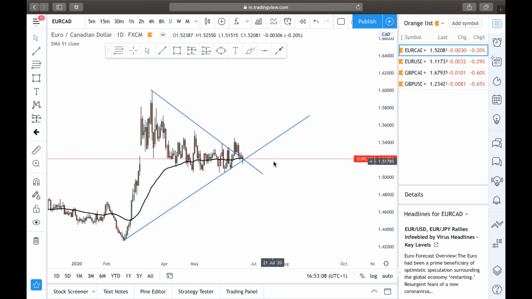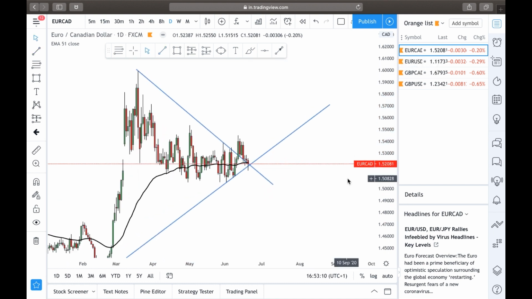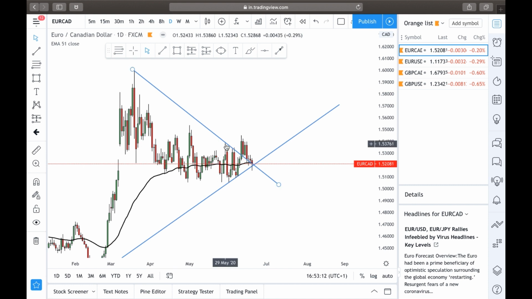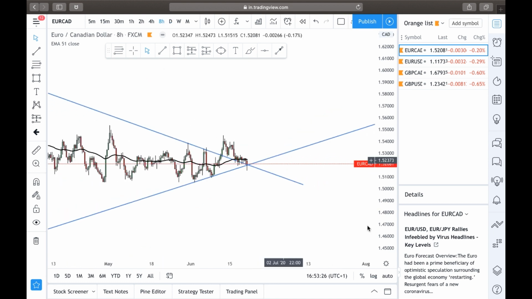Okay, so you're probably thinking, why is he putting it there? Because you see one touch, two touch, and then we're looking for a third touch for some kind of reaction. But all that happened here was one touch, two touch, three touch, came back down, and it's broken out. It's broken out to the upside. So it's a break and retest, basically. Okay, so let's zoom in a little bit more.